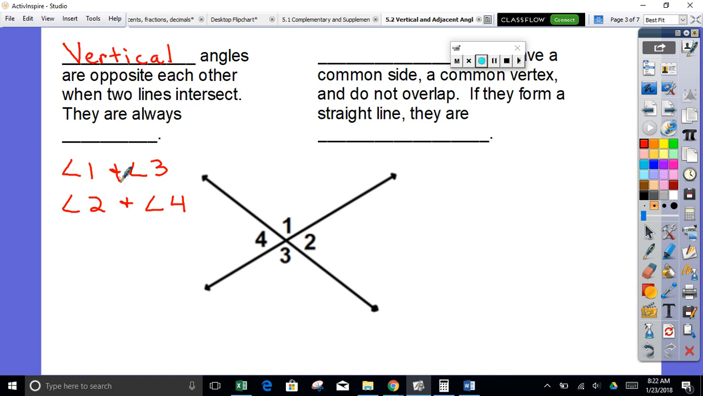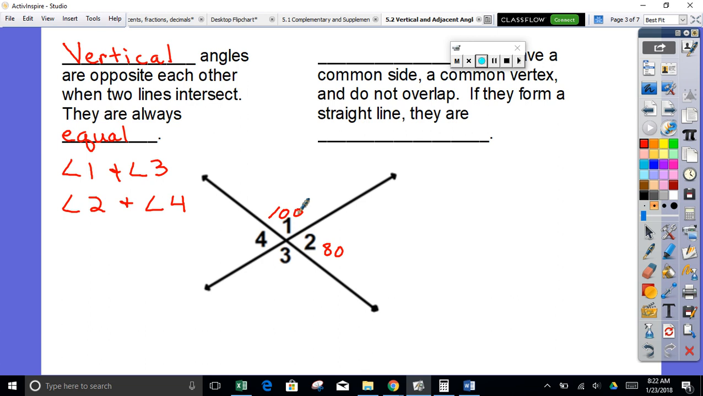Now, vertical angles are always equal. And here's why this is true. I'm just going to make up a value. Say angle 2 was 80 degrees. If angle 2 was 80 degrees, then what would angle 1 have to be? Irene? 100, because angle 2 and angle 1 would form a supplementary pair of angles because together they form a straight line. So this would have to be 100.